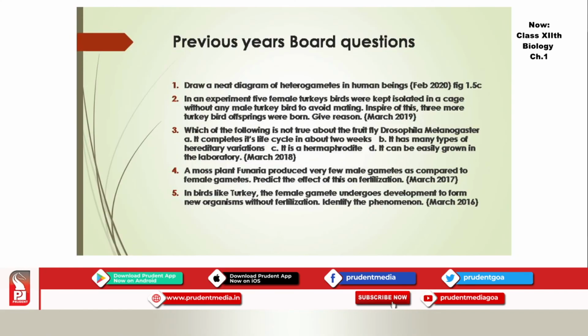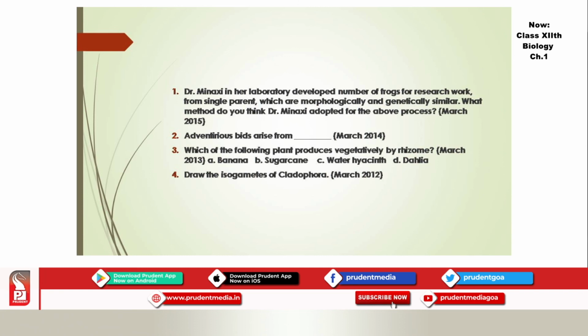In birds like turkey, the female gamete undergoes development to form new organisms without fertilization. Identify the phenomenon. Again, parthenogenesis. Dr. Meenakshi in a laboratory developed a number of frogs for research work from a single parent, which are morphologically and genetically similar. What method do you think Dr. Meenakshi adopted for the above process? Asexual reproduction or cloning. That's the method.